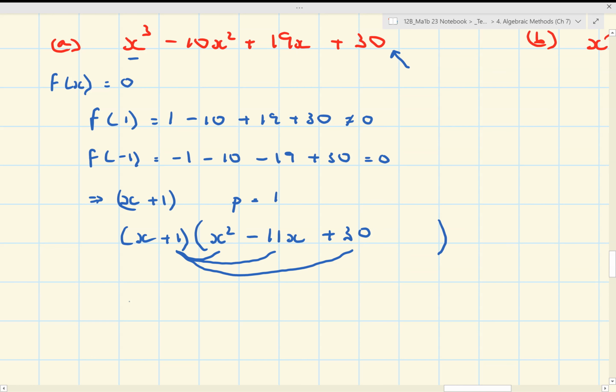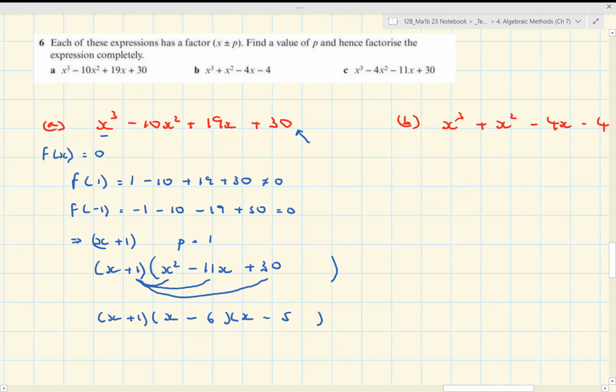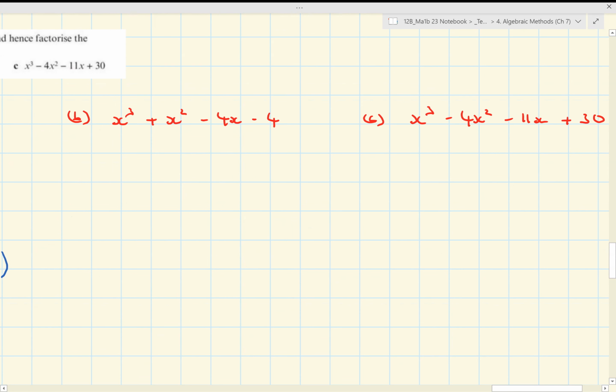What are the chances we can factorize it again? Let's have a look. I've got to multiply to plus 30 and add to a negative number, so minus and minus, 6 and 5. There we go. So that is the expression factorized completely, and that is 6a done. Let's have a look at 6b.